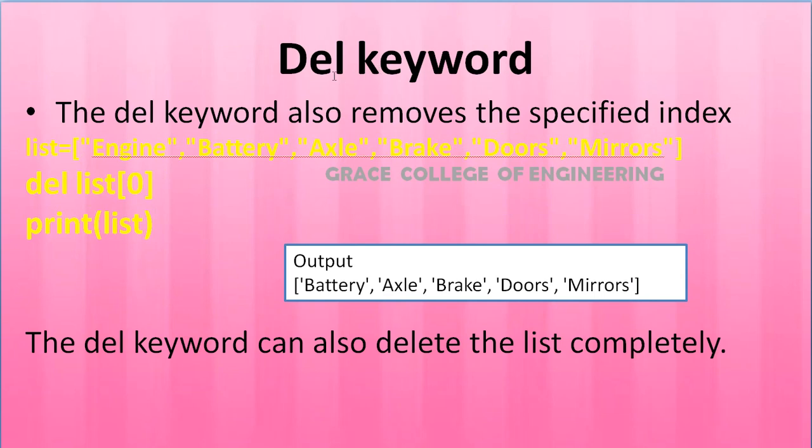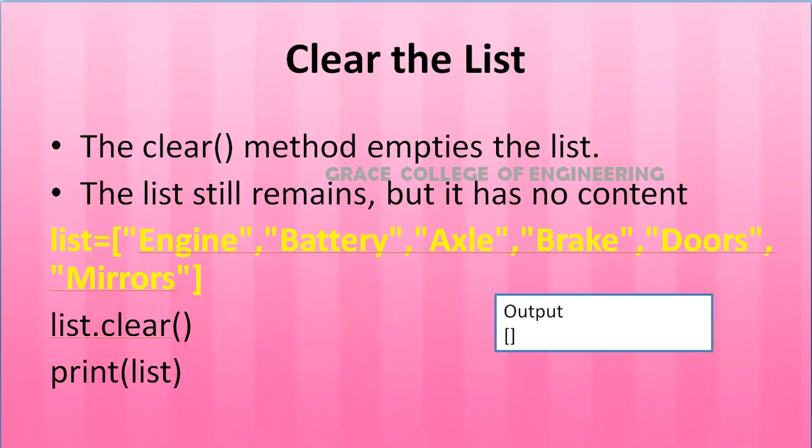The next function is the del keyword. This keyword removes the specified index. The list is created, then del list of 0. In the 0th index engine is present, so engine will be deleted. All the remaining elements are present here. The del keyword can also delete the overall list completely. For that purpose also we can use this delete operation.